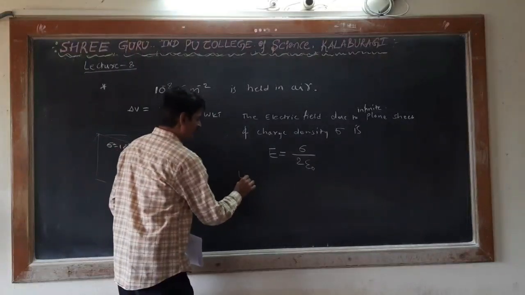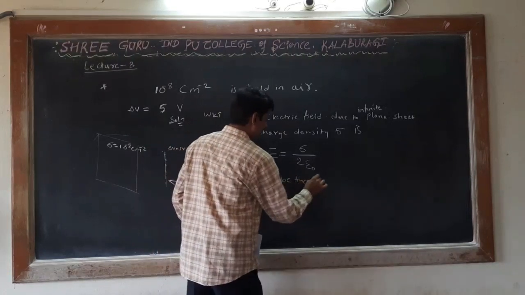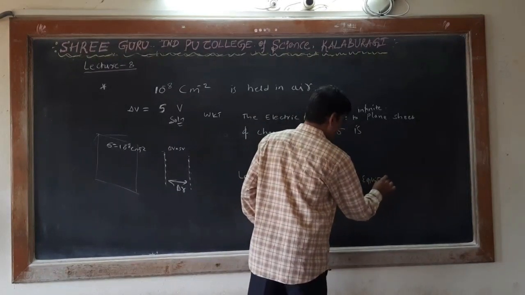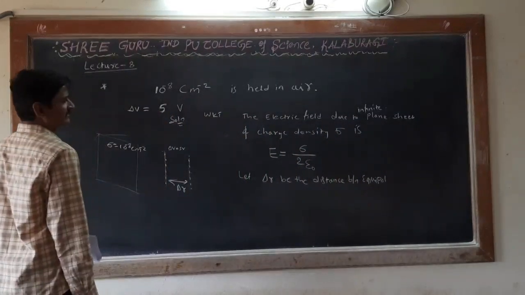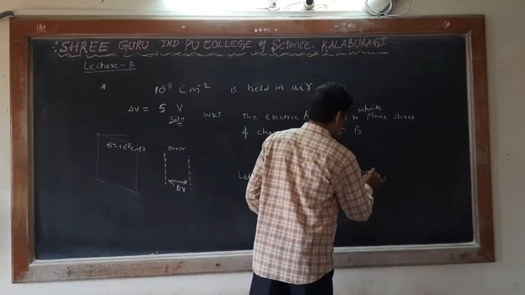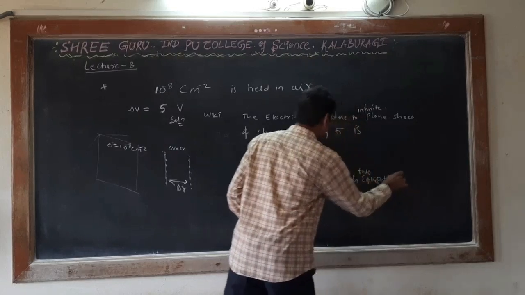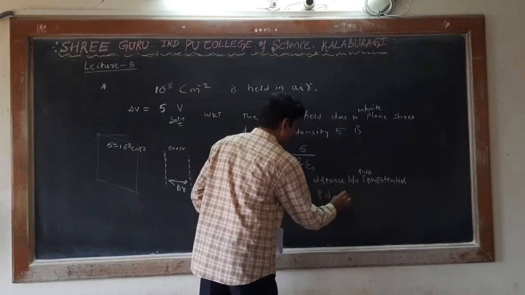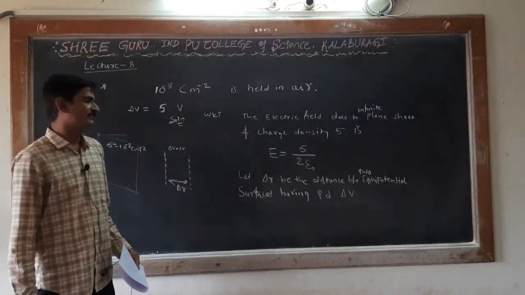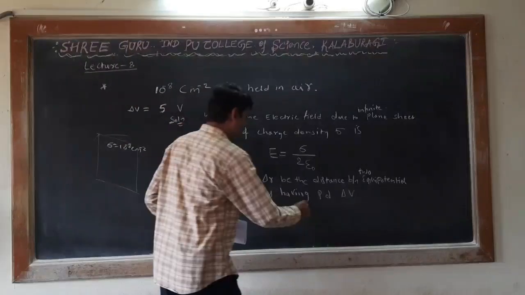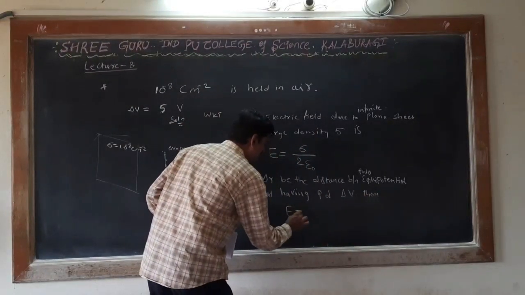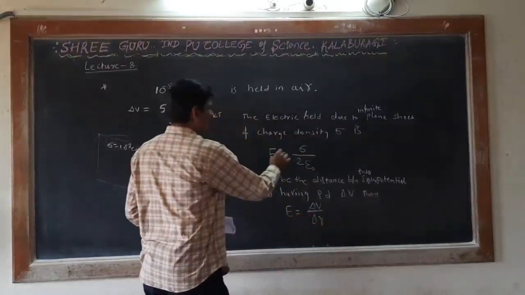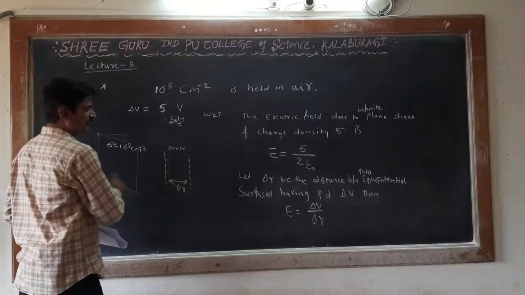Now let delta R be the distance between two equipotential surfaces having potential difference delta V. Then we can write E is equal to delta V divided by delta R. Here the electric field is due to the plane sheet only.